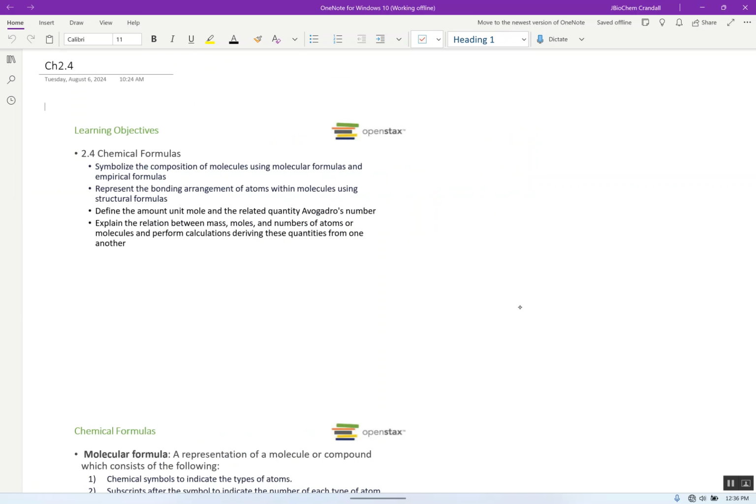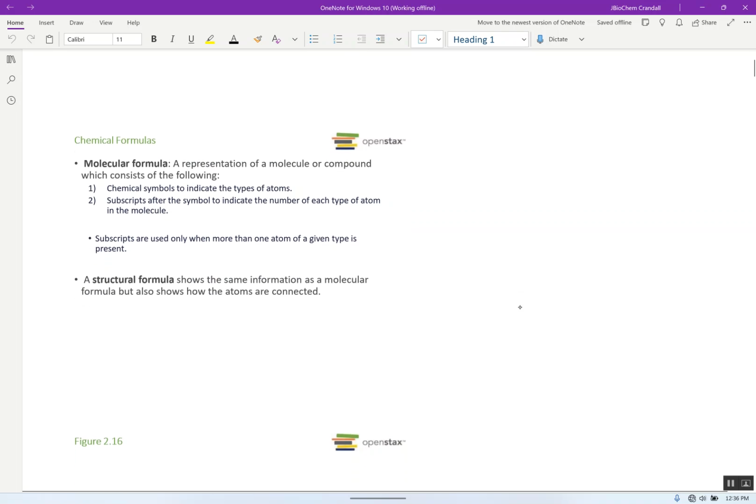All right. So we're in chapter 2.4. We're going to be looking at chemical formulas and just discussing how those formulas work, how we can calculate masses based off of that. We're going to define the amount of what a mole is, a quantity of a mole, and Avogadro's number.